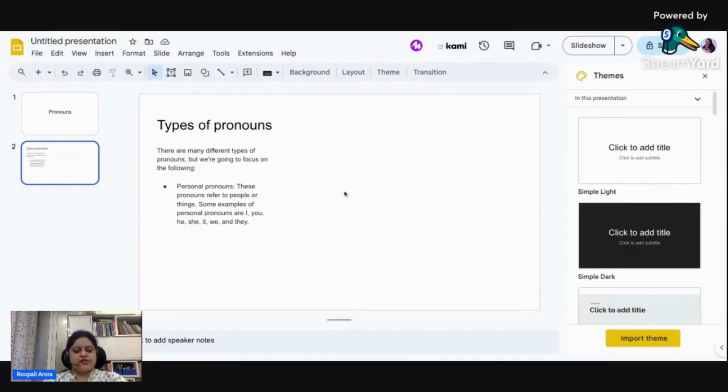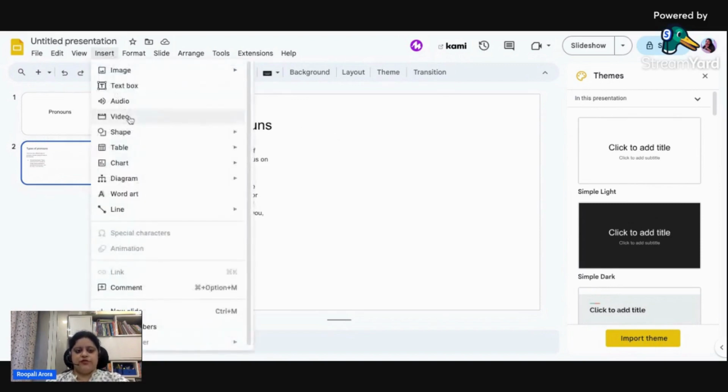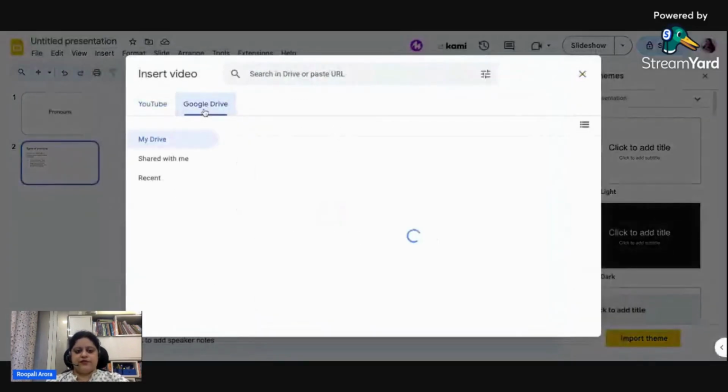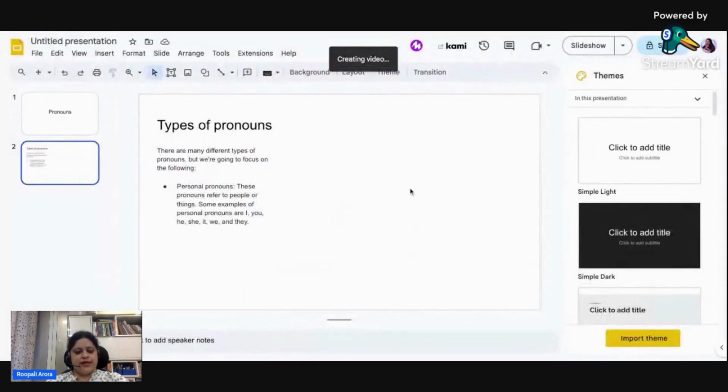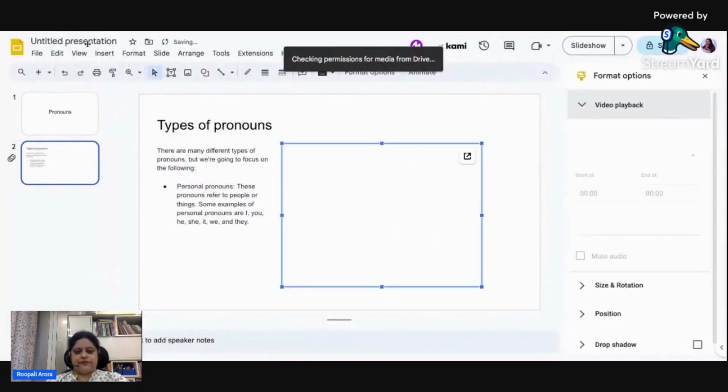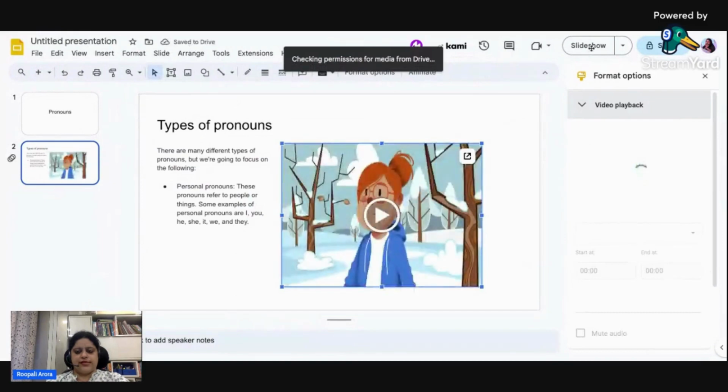Once my video is uploaded on Google Drive, I come back to my slides and I say Insert, go to Video, go to Google Drive, click on Recent, and see the video which was just uploaded over there, Lucy's video. I click on that and the video comes up on my slide. So when I click on slideshow, this is how it looks.